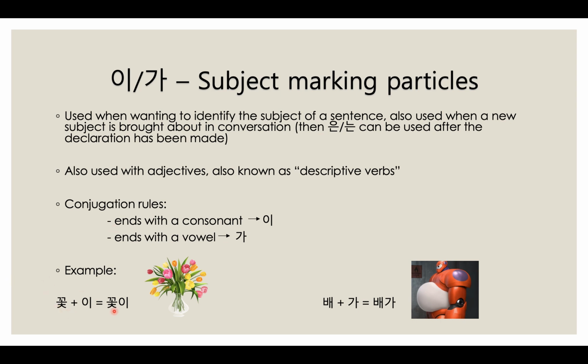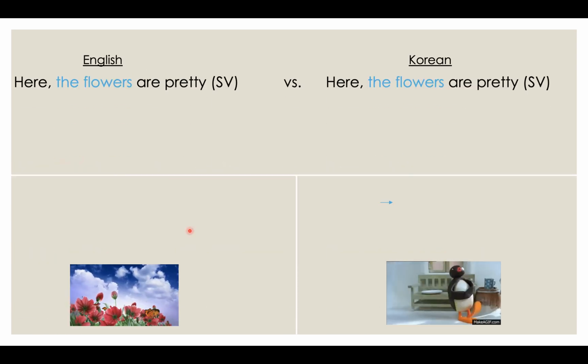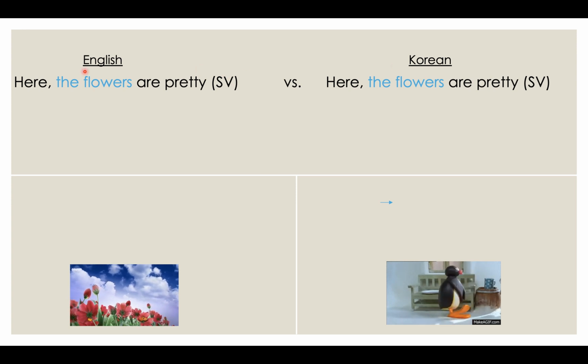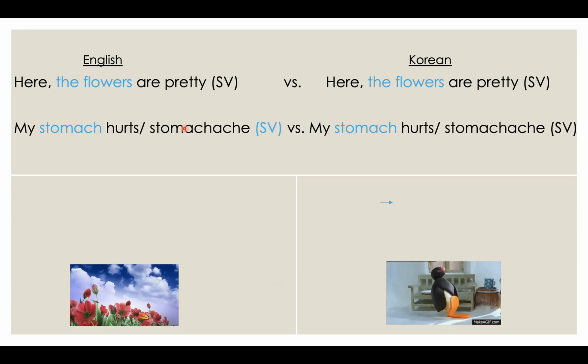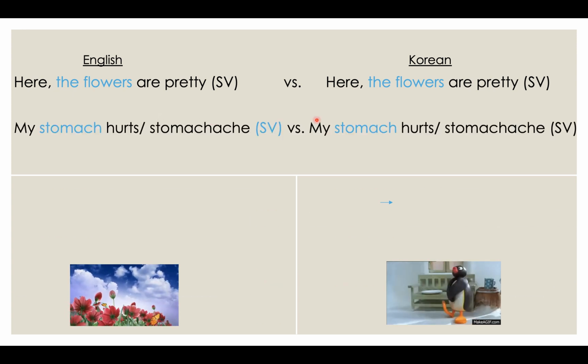So examples down here, 꽃. 꽃 is flowers, so 꽃이. Carry the ch over to the 이 right here, 꽃이. And then 배, which in Korean can either mean stomach, pear, or boat, but based off this picture here, it means stomach. 배, 가, 배가. Okay, again, subject verb for both. Here the flowers are pretty. Next example, my stomach hurts, or stomach ache.